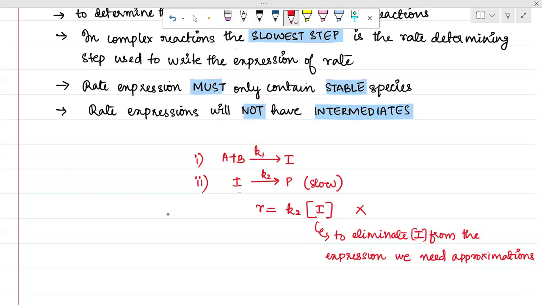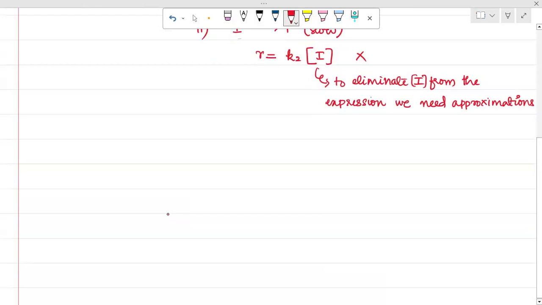So write down the first heading, approximation method. The first type is the equilibrium method. We will be understanding the methods with proper questions.